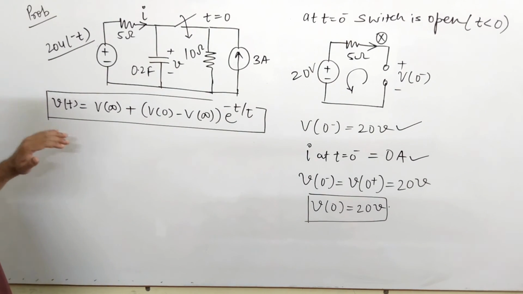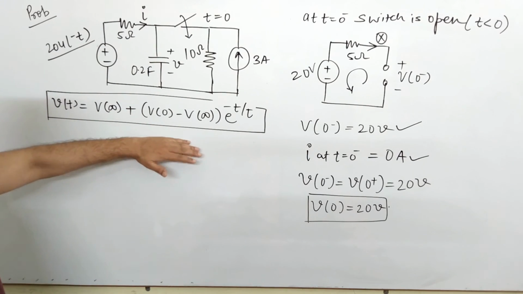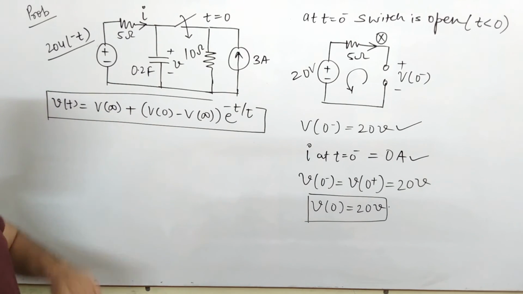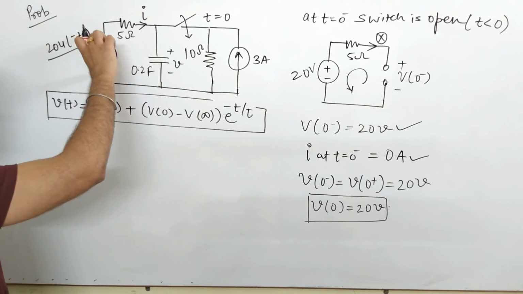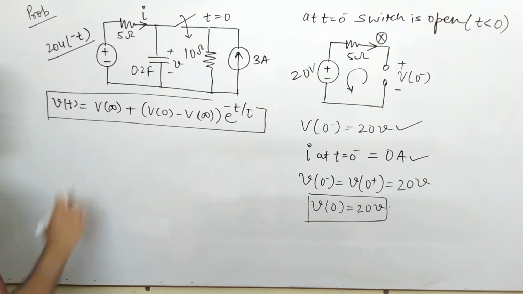Okay, so we'll again come back to our problem. Here we have to find the value of v0. Now you have to find the value of v infinite. As I said, v infinite means at t equal to 0, as the switch is closed. As the switch is closed, please see, there is no significance of this voltage source.